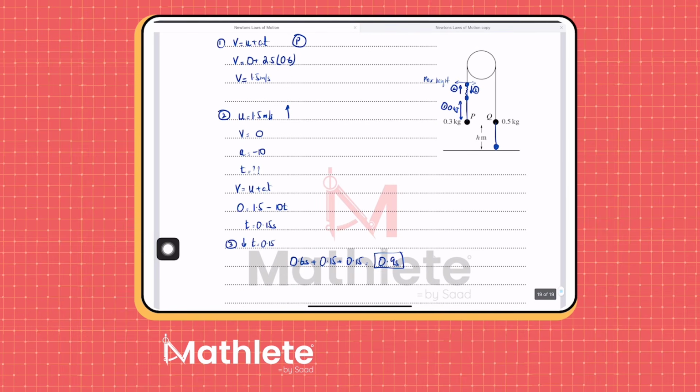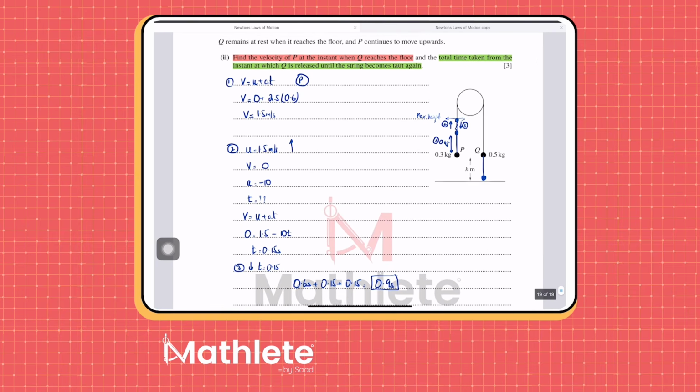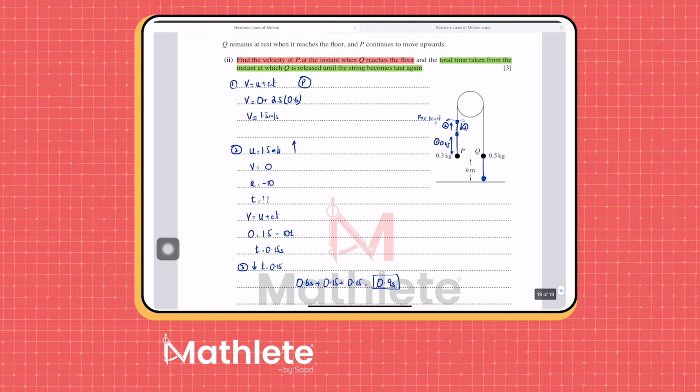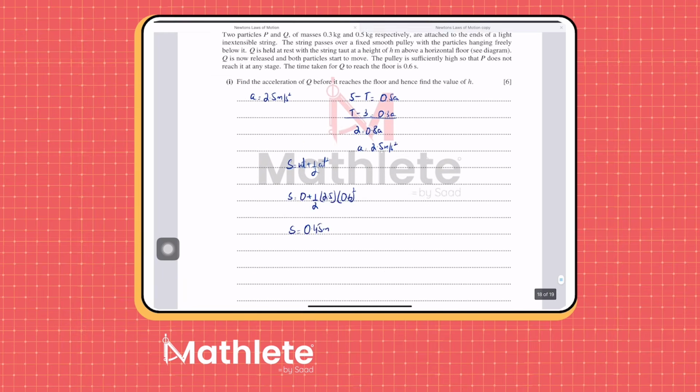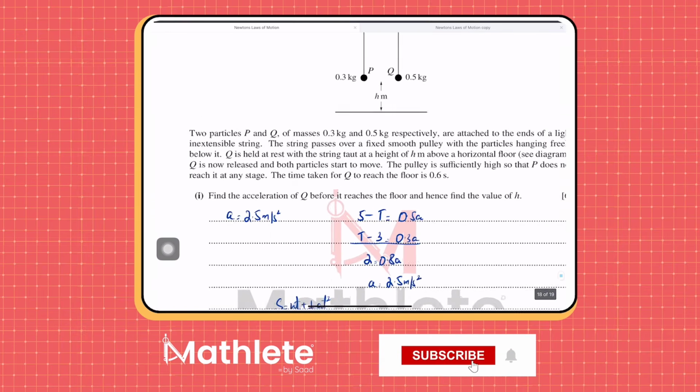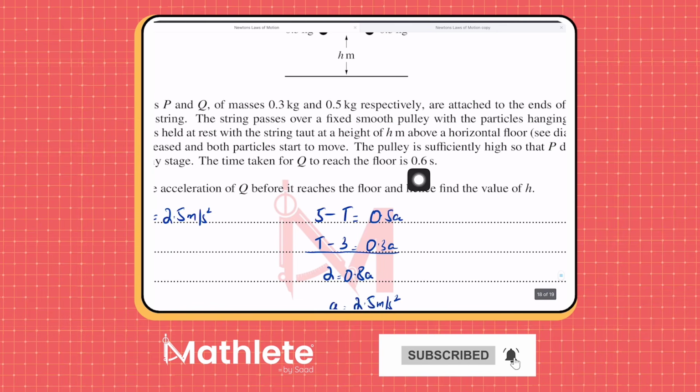The amount of time that it takes to go up, it will take the same amount of time to come back down up until the point that the string becomes taut again, and that would also be 0.15. So 0.6 plus 0.15 plus 0.15 is 0.9 seconds, which is the total time taken from the instant at which Q was released until the string becomes taut again. Yes, 0.6 seconds was obviously given in the question. It's right here. 0.6 seconds.